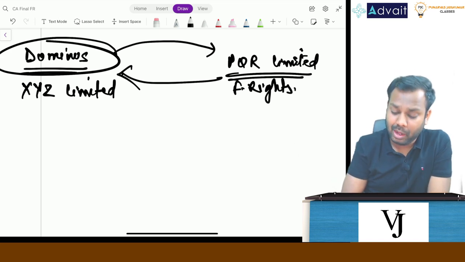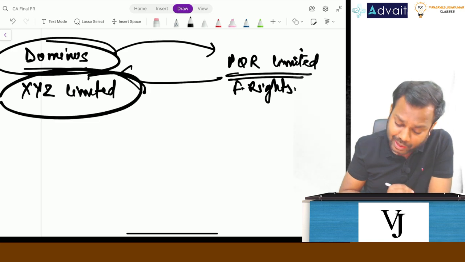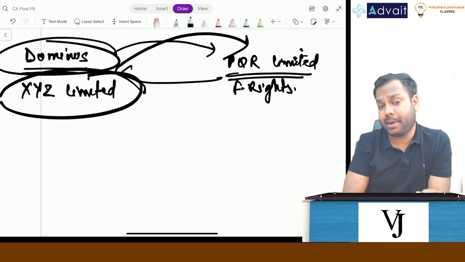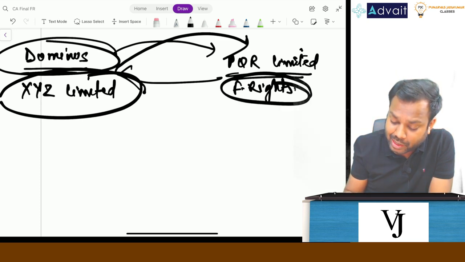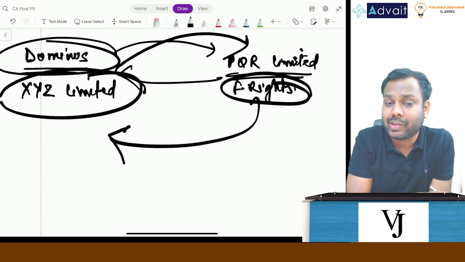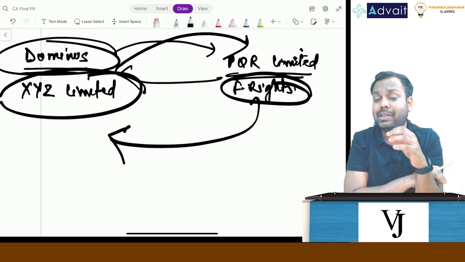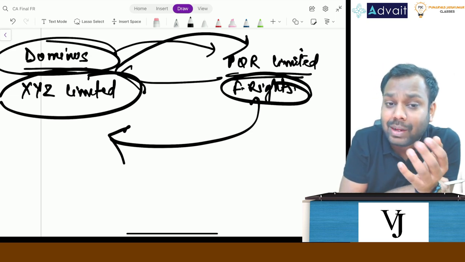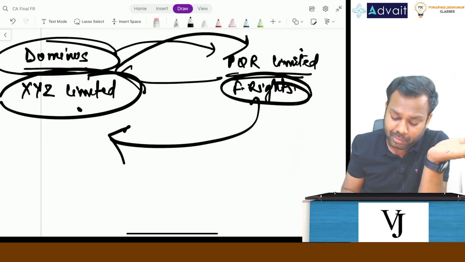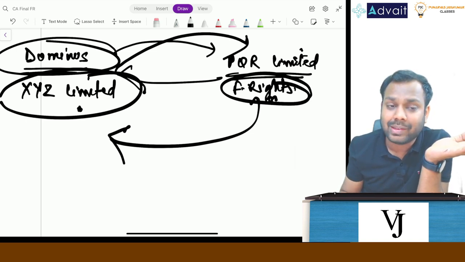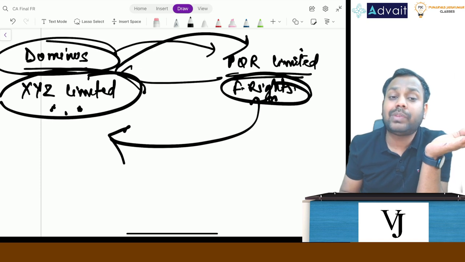In the books, franchise rights it will record. But now let's suppose when XYZ acquires PQR, subsequently if XYZ acquires PQR, it will acquire these franchisee rights also. So it is reacquiring the rights that it only issued. XYZ Limited is reacquiring the franchisee rights which XYZ himself issued.